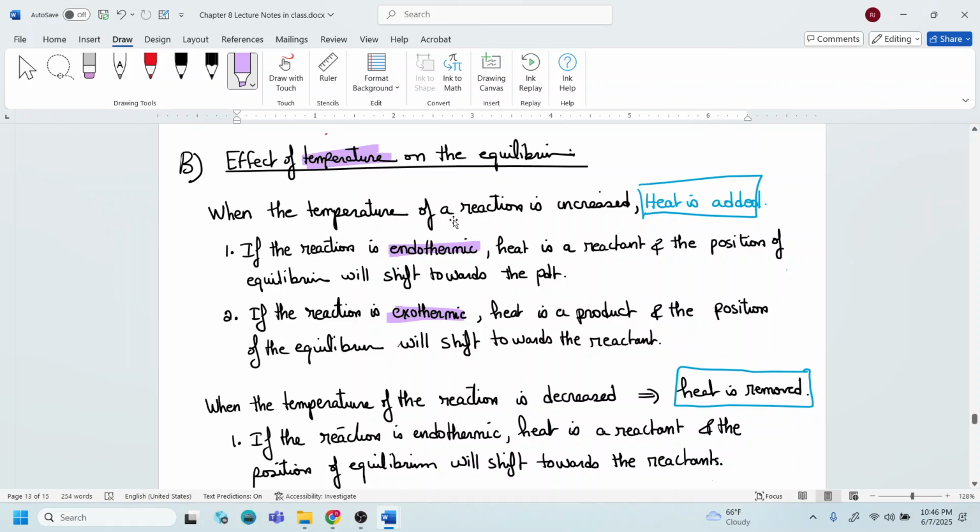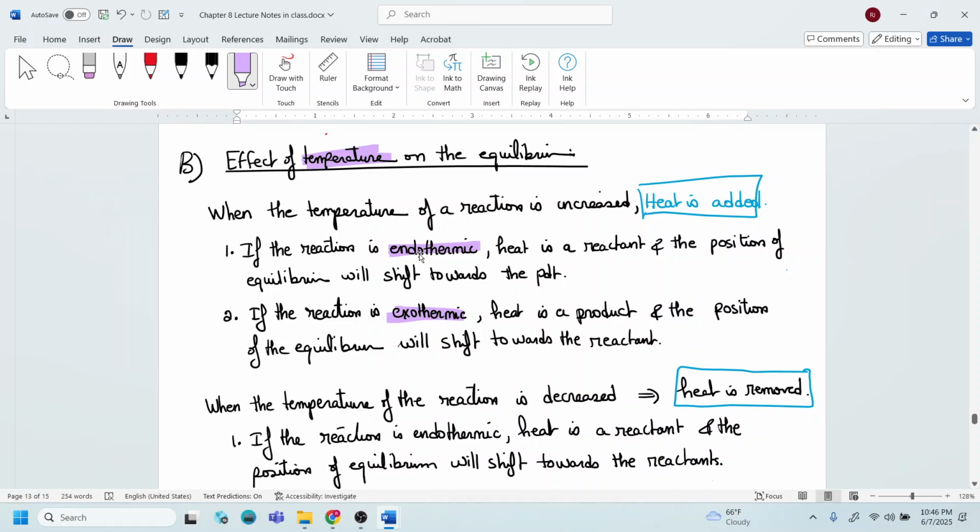So there are two conditions in there. So when the temperature of the reaction is increased, because you're going to have a reaction, and the reaction can be either endothermic or exothermic, and it's going to tell you, okay, the heat of the reaction is added. So heat of the reaction is added, you just check where is the heat. Is it in the reactants or is it in the products? And then we're going to apply the same hand method in there just to indicate if the heat is added or if the heat is removed.